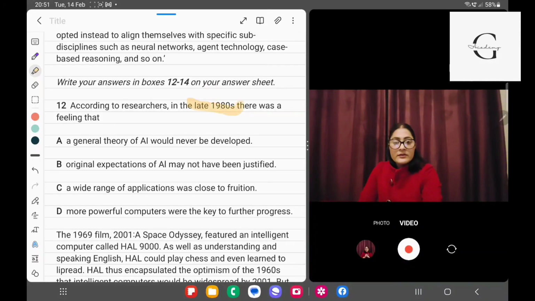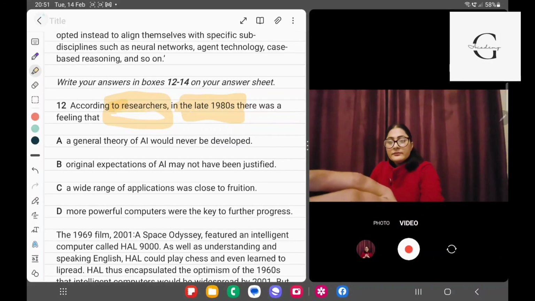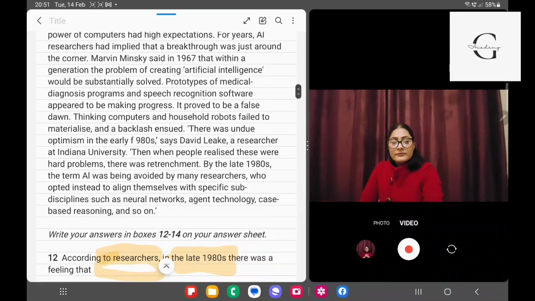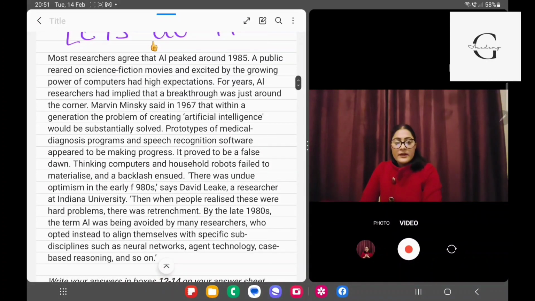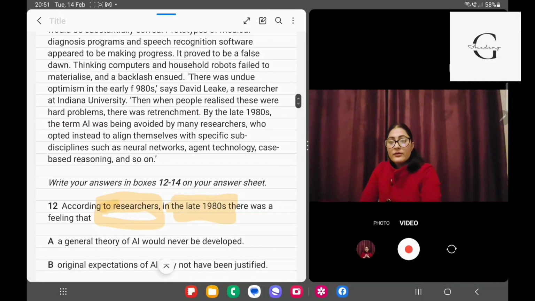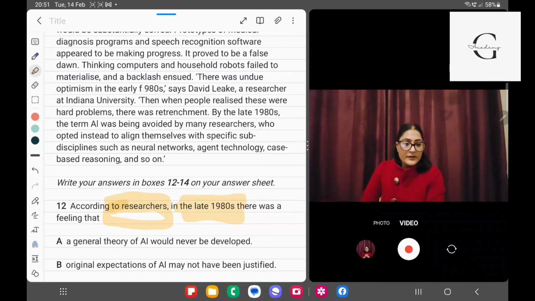So my keyword is late 1980s. Yeah, there was a feeling that. So in the 1980s, what the researchers think or feel. Okay, let's see. I have to look for the late 1980s. Yeah, I got it. So now I need to, that is called skimming. Now I have to do the skimming here. So I'm gonna read these lines now and then I move to the options.